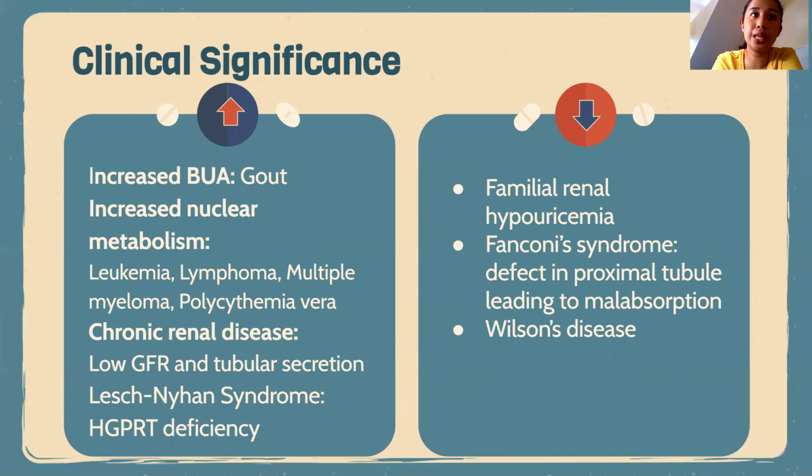So, in cases na mababa naman ng uric acid, we have familial renal hypouricemia, Fanconi syndrome, defect in proximal tubule leading to malabsorption. So, hindi na re-absorb ng proximal tubule yung uric acid. Hence, nagpapass through sa urine, di ba ang baba yung uric acid sa circulation. And we have Wilson's disease.